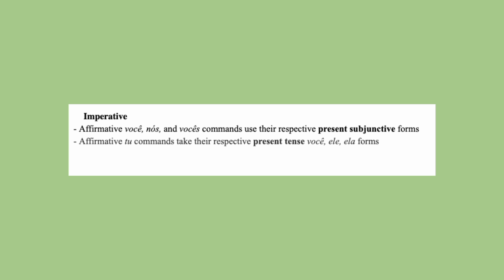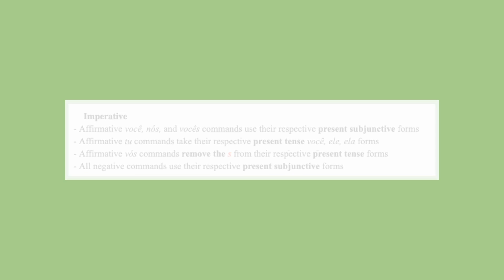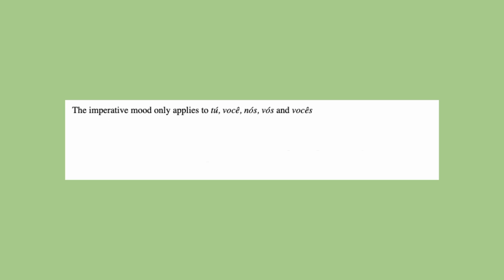All negative commands and affirmative você, nós, and vocês commands use their respective present subjunctive forms. Affirmative tu commands use their respective present tense third-person singular forms, and affirmative vós commands remove the s from their respective present tense forms. The imperative mood only applies to the subject pronouns tu, você, nós, vós, and vocês.